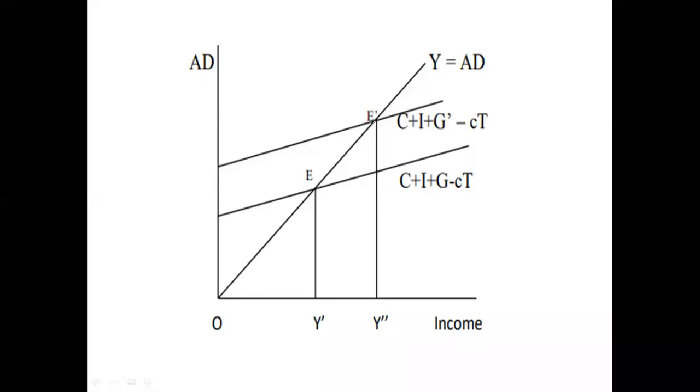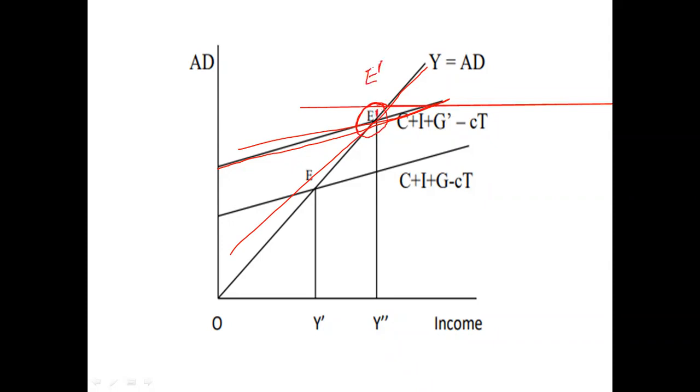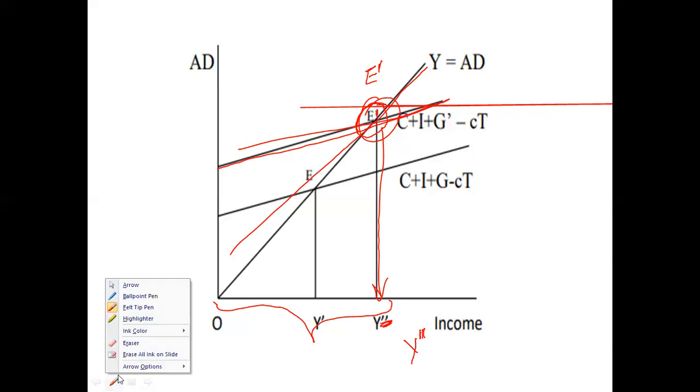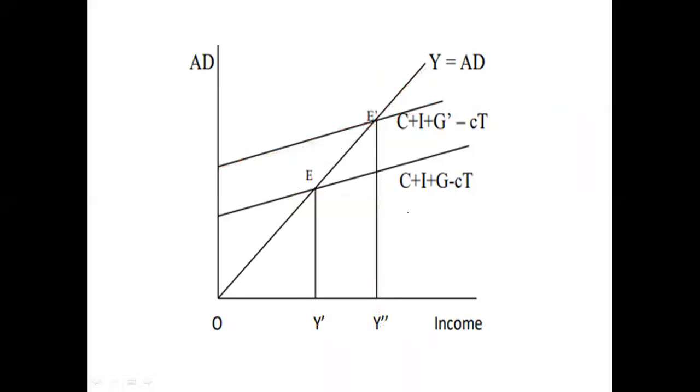So again, what happens? The place where the new aggregate demand curve cuts the aggregate supply curve is called the equilibrium. Correct? This is the equilibrium, and it is marked by E dash, E apostrophe. So this is the new equilibrium. And what will be the new equilibrium income? OY dash, Y 2 dash, or 2 apostrophe. So this is the new aggregate income.